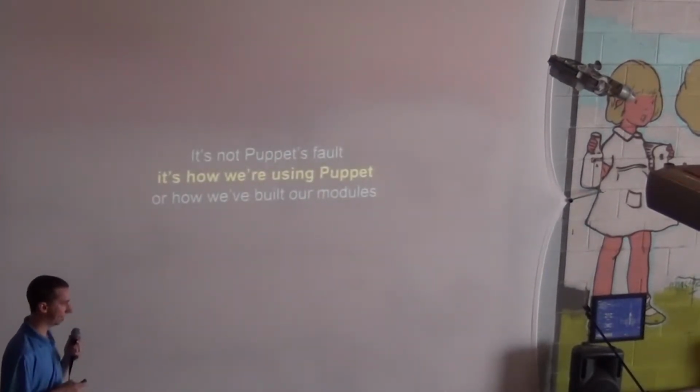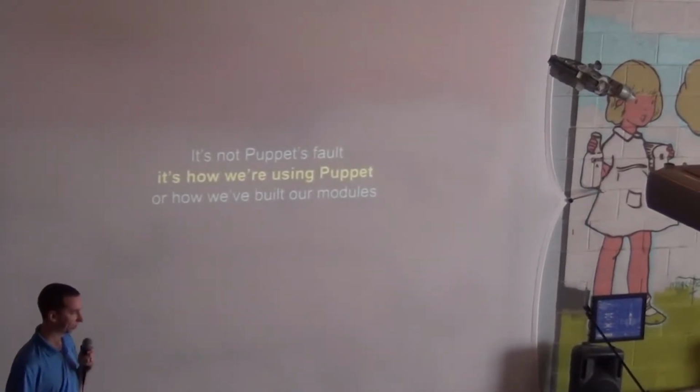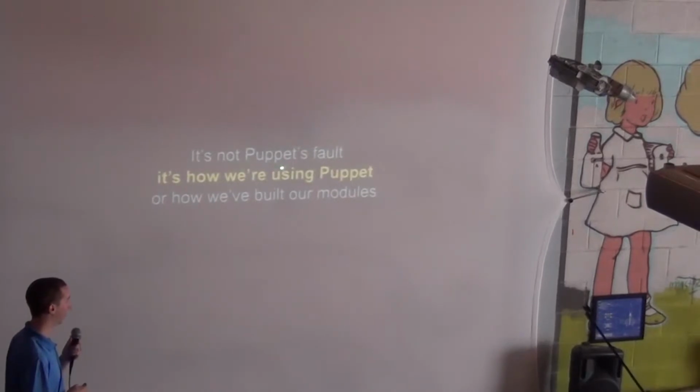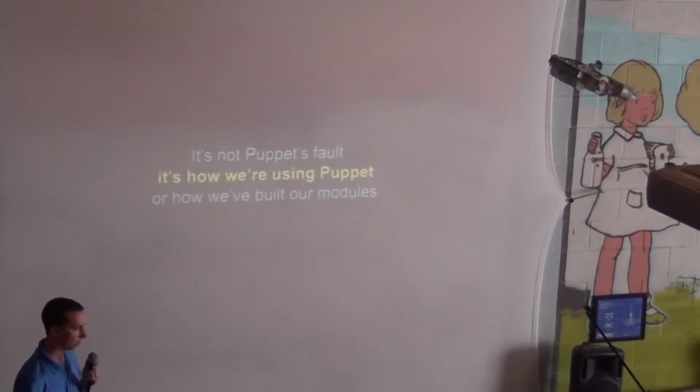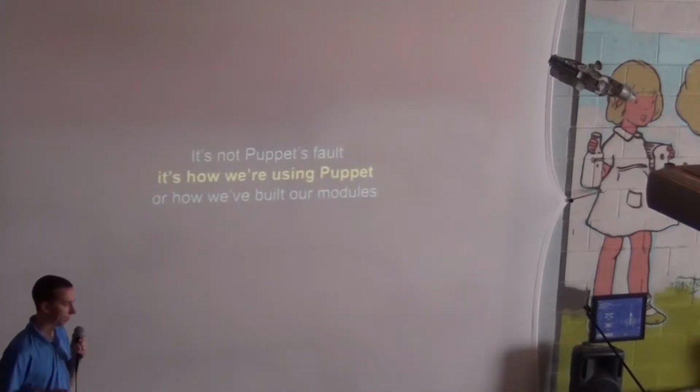So with all that said, I want to mention that this was my phrase for the last three years that I kept telling people: it's not Puppet's fault, it's how we're using Puppet or how we've built our modules that's the problem. So that's a solvable problem, right? If it's Puppet's fault, if it's this tool's fault, then you feel like you can't fix anything. But if it's actually our fault, then you're more inclined to fix the problem, right?